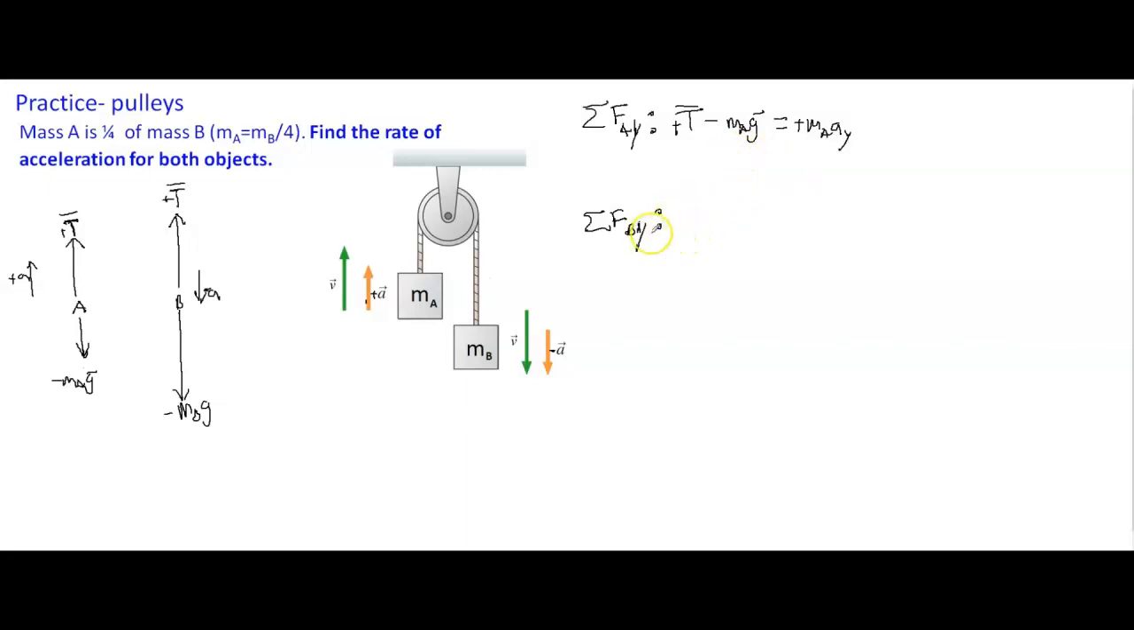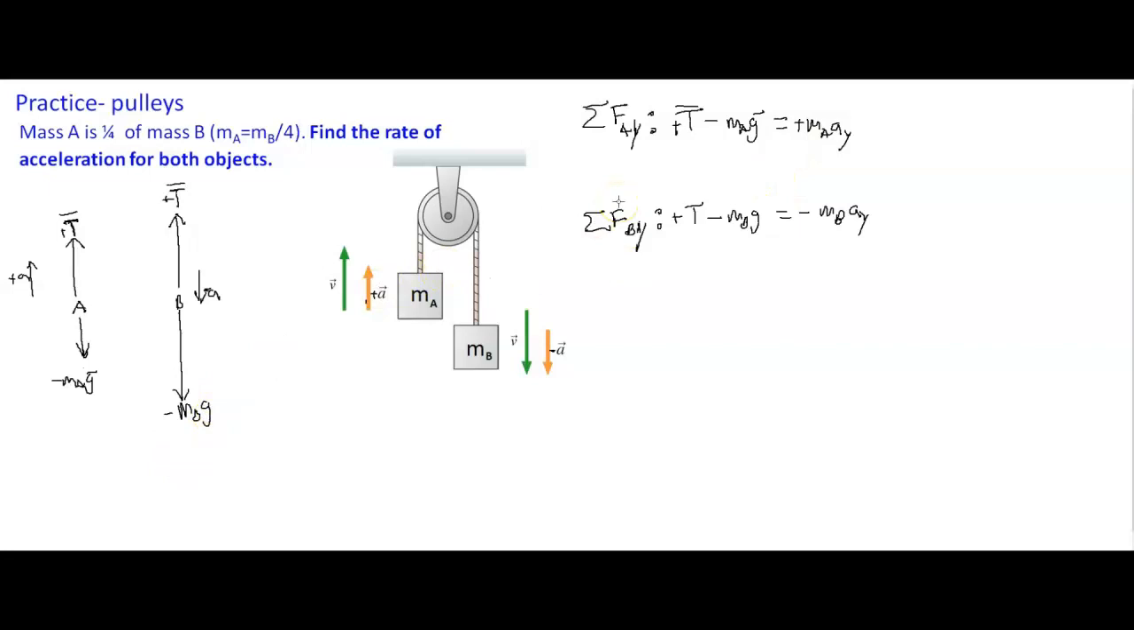For object B, it's also got the same rope attached to it, and its weight pointed down, and it is accelerating down. So that's why it has a negative. Mass A was accelerating up, that's why it has a positive.